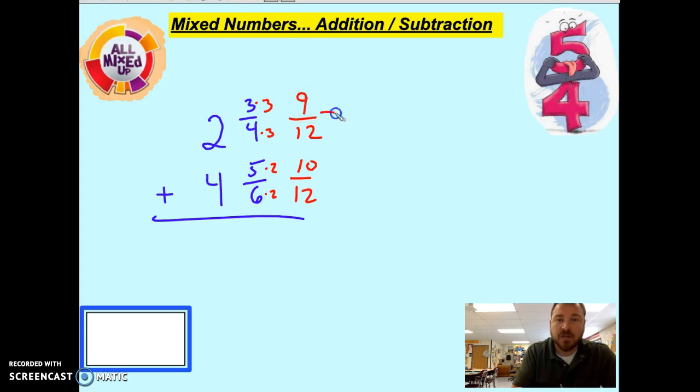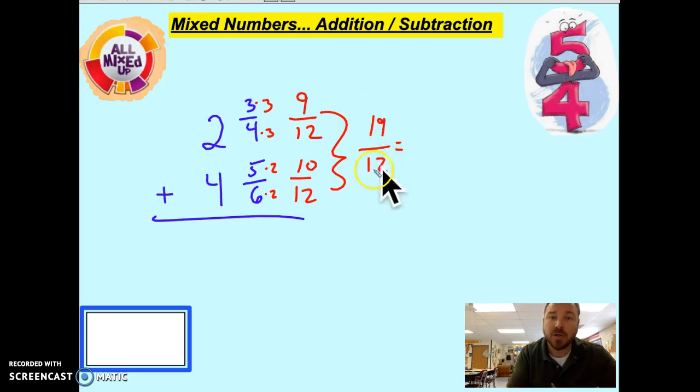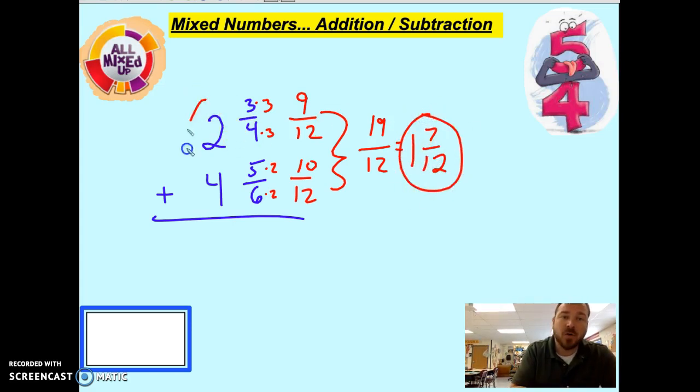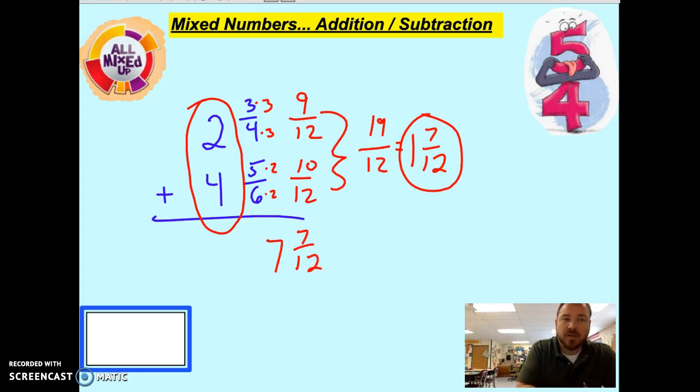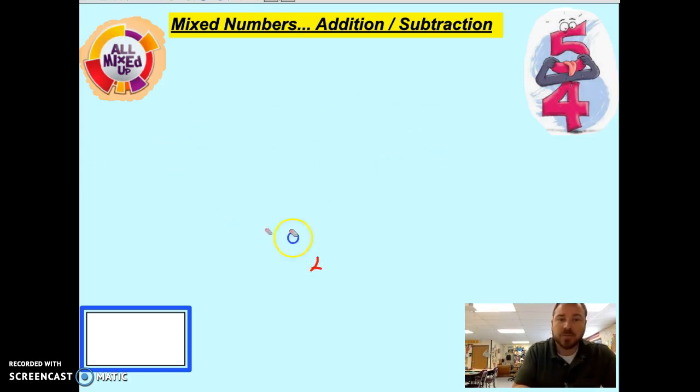Now you see here we have 19 twelfths, which I can then simplify, make it into a mixed number from this improper fraction. 12 goes into 19 once, and there's 7 left over. I need to take this and add it to my original whole numbers in the problem. So it's 4, 5, 6, 7, and 7/12. Let's take a look at some subtraction problems.